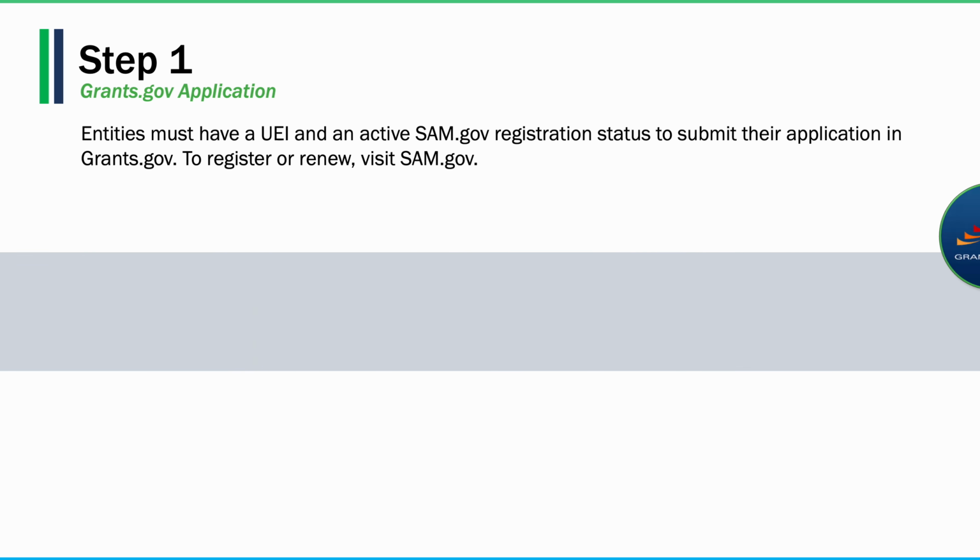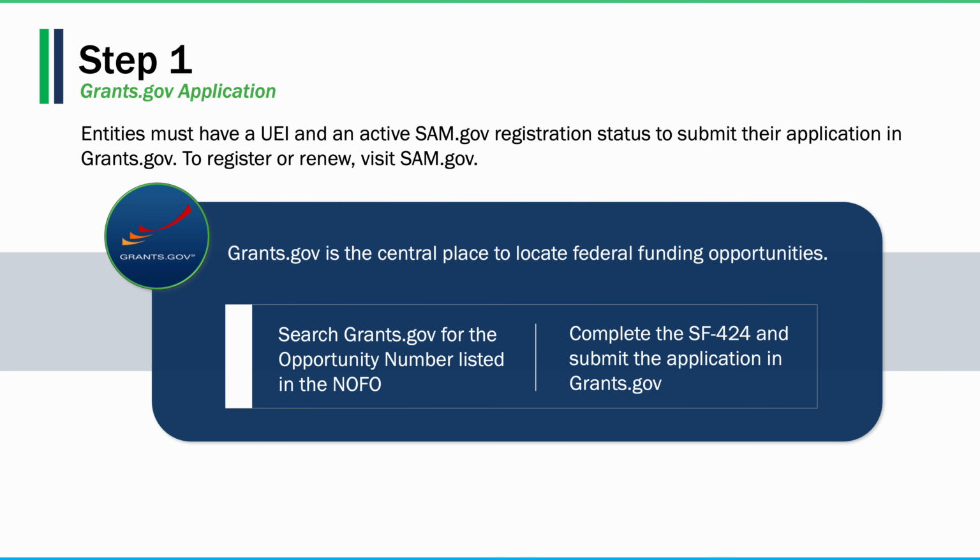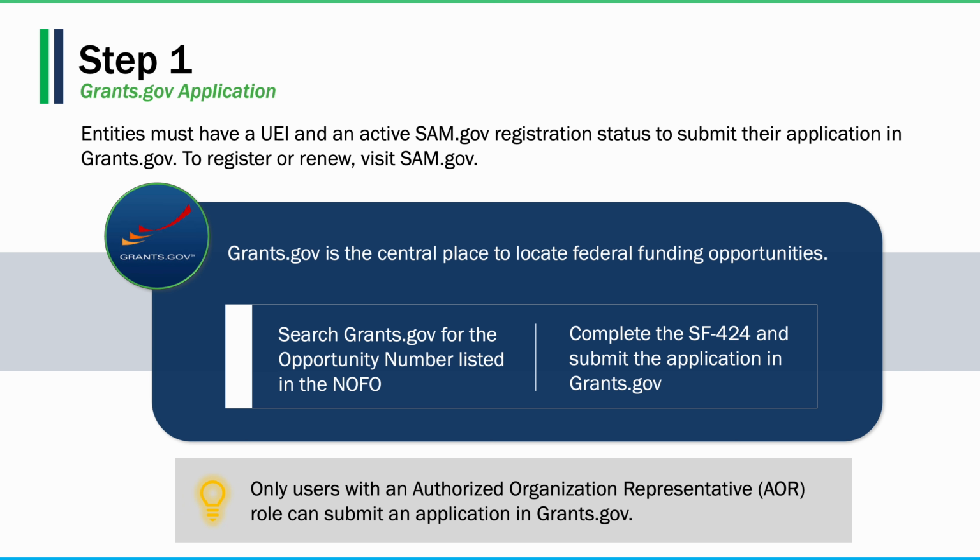Grants.gov serves as the central hub for federal funding opportunities. To find what you are looking for, search for the opportunity number listed in the Notice of Funding Opportunity, or NOFO. Once you've located it, complete the SF-424 and submit the application in Grants.gov. Only users with an authorized organization representative, or AOR role, can submit applications in Grants.gov, so make sure you know who is assigned that role in your organization.